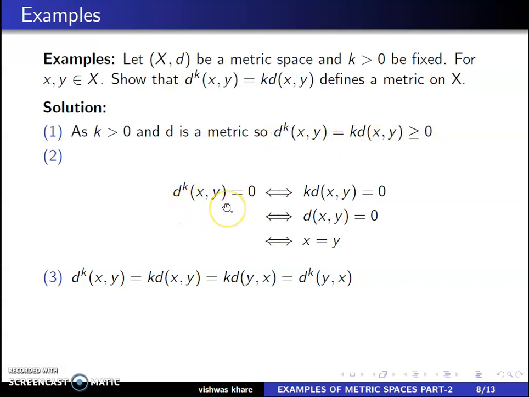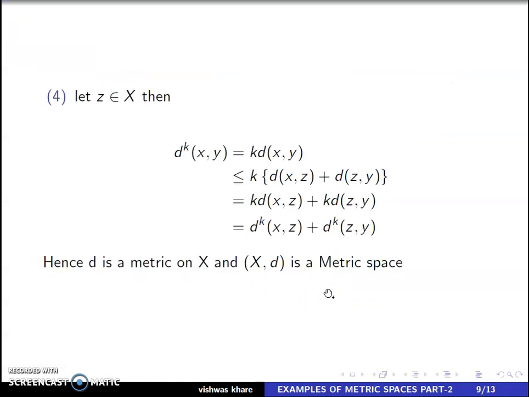Second, d^k(x,y) = 0 means k·d(x,y) = 0 if and only if d(x,y) = 0. Why is this so? Because k is greater than 0. So k·d(x,y) = 0 gives d(x,y) = 0. This gives x = y because d is a metric. Conversely also, if x = y, we get d^k(x,y) = 0. Third property: d^k(x,y) = k·d(x,y) can be written as k·d(y,x) because d is a metric. But by definition it becomes d^k(y,x).